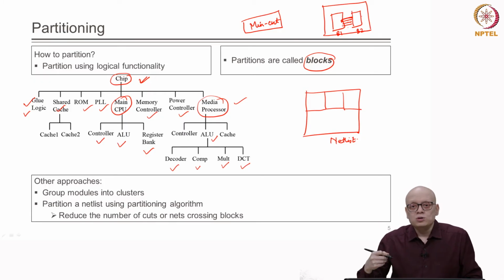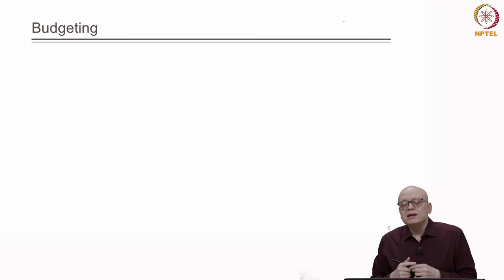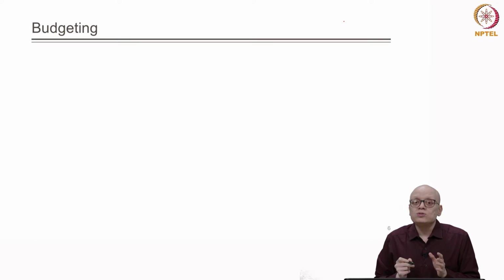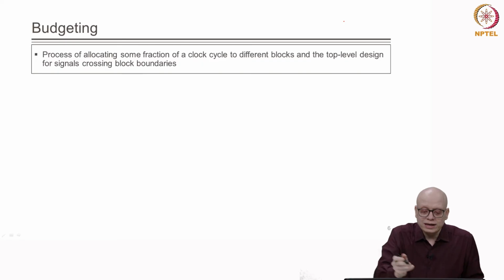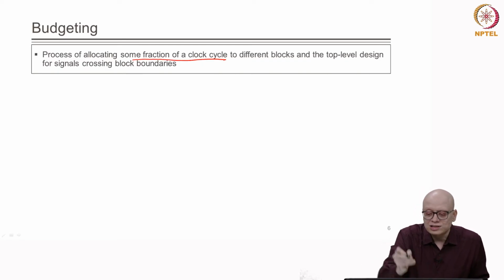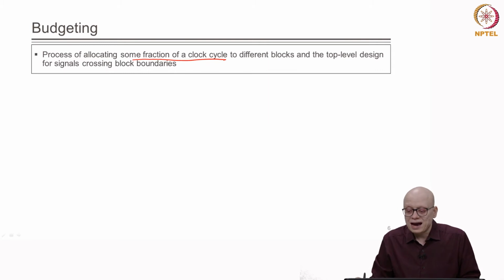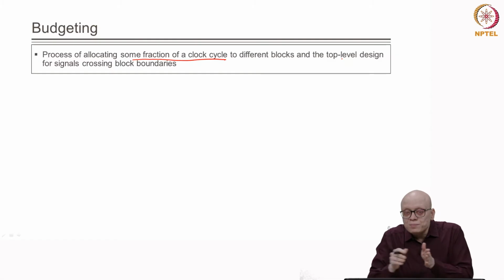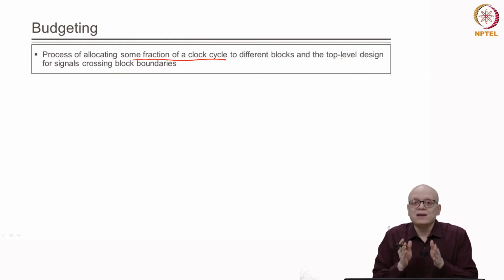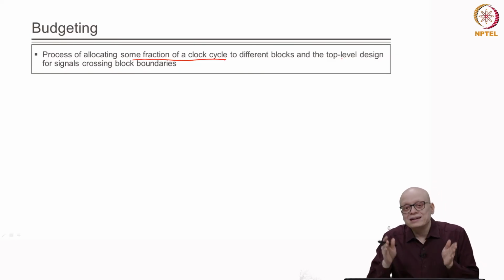So, this is how we can do the partitioning of our design into multiple blocks. Now, once we have done the partitioning of a design, we need to do what is known as budgeting. Budgeting is the process of allocating some fraction of the clock cycle to different blocks and the top level design for signals crossing block boundaries. If there are signals crossing block boundaries, then we have to allocate a priori how much time we allow a signal to propagate in a given block.